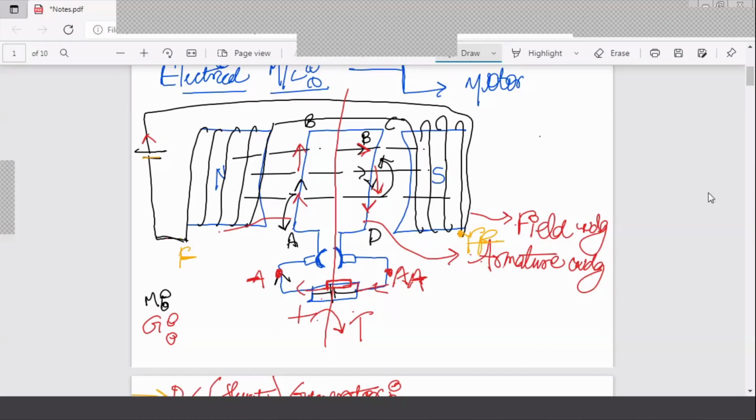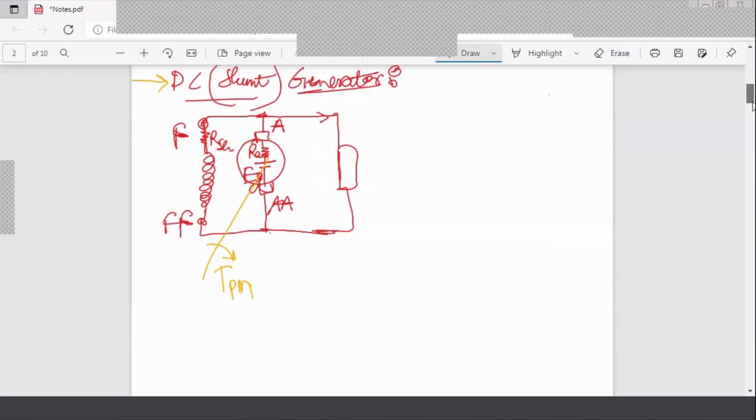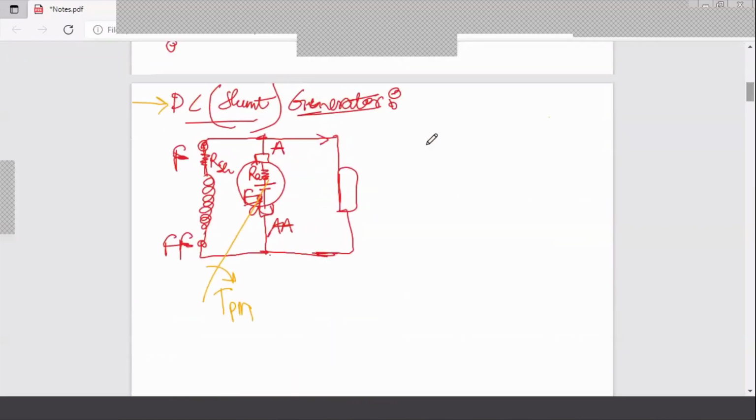But here, in a shunt machine, we are connecting this F and FF in parallel to the armature winding itself. Then how will the current be produced? How will the flux be produced, first of all? Because we need to produce some flux, isn't it? How will the flux be produced? Can anyone tell?